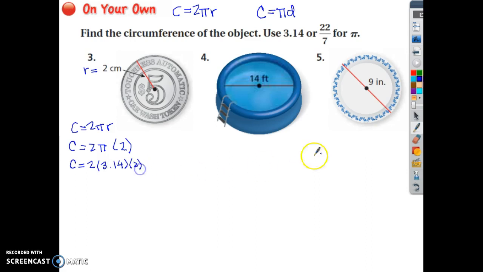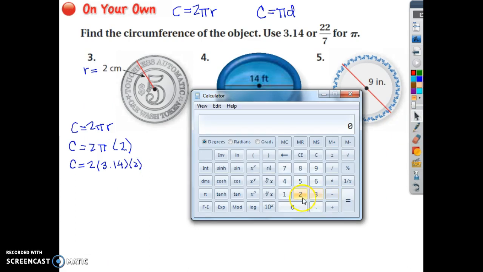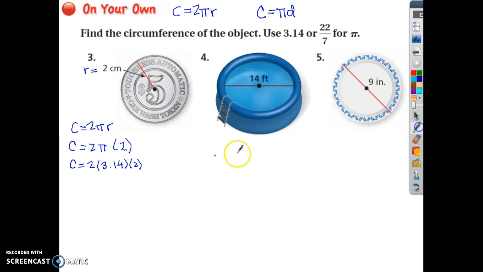Now that you have this written out, you'll get out your calculator one more time, and we go ahead and multiply. 2 times 3.14 times 2, and we find that the circumference of the circle is 12.56. So C is equal to 12.56, and our units here are centimeters. So there are 12.56 centimeters around the outside of this circle.